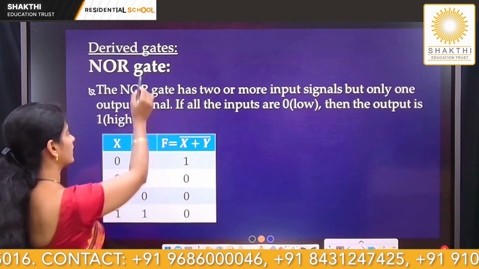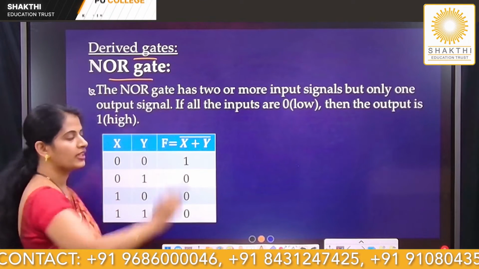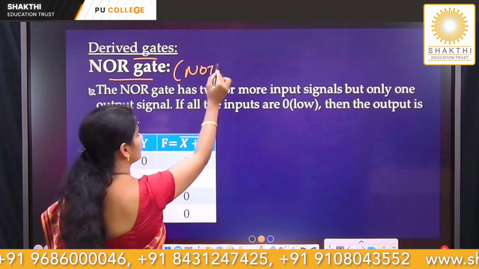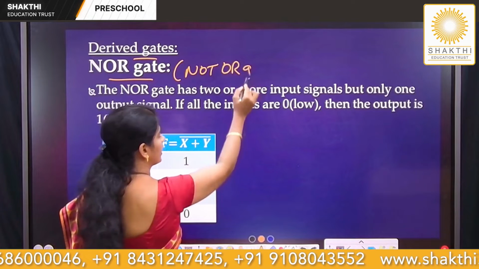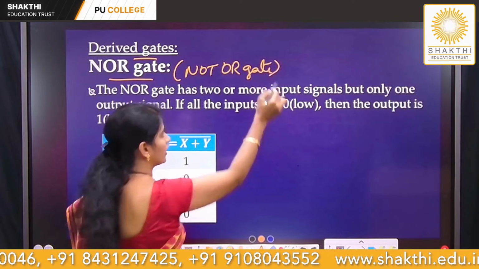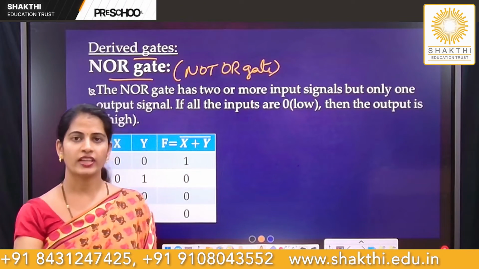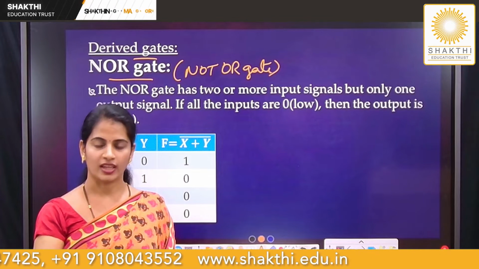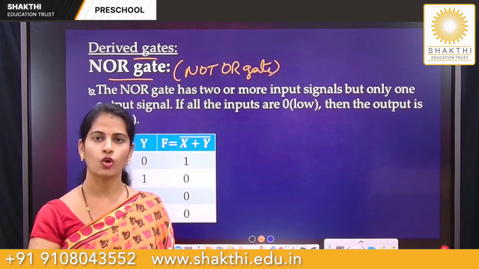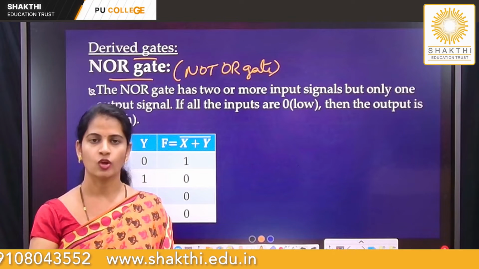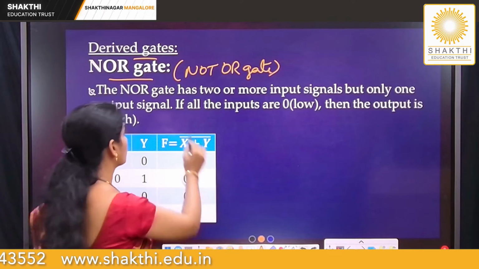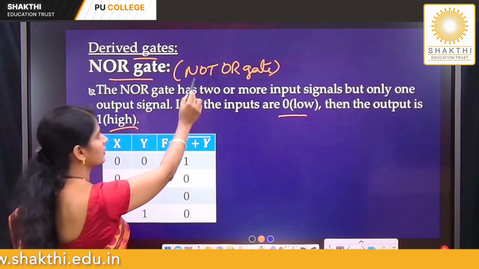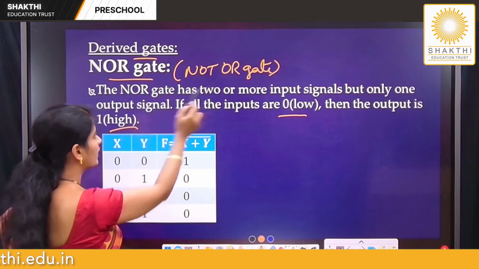Now we have derived gates. Under derived gates, the first one is NOR gate. This gate can also be written as NOT OR gate. That means complement of OR gate. So how can you write the definition? The NOR gate has 2 or more input signals but only 1 output signal. Other than NOT gate, all the other gates have 2 or more input signals and always produce 1 output signal. So if all the inputs are low, then the output is high, because since it is a NOT OR gate, it is a complement of OR gate.